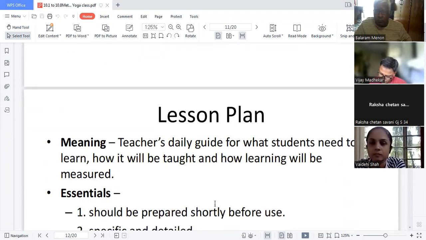Now, what is the lesson plan? Every day, the teacher has to plan the lesson. What lessons he is going to take. Suppose one day, starting on a Monday, new students have come. So, what should the new students take? We cannot go to asana. We cannot go to pranayama. We have to go step by step.